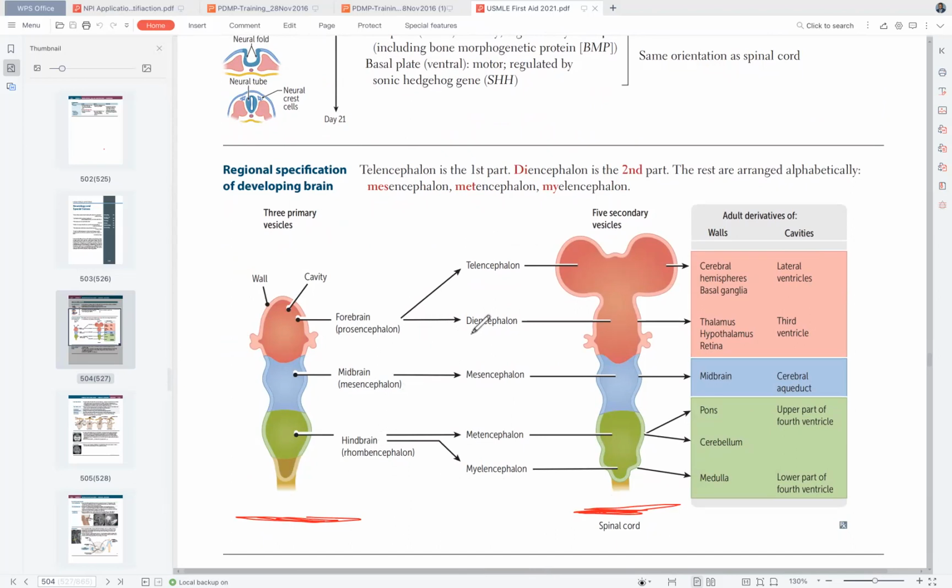And they want you to understand and remember the derivatives of each of the parts. So, for example, the forebrain is divided into the telencephalon and diencephalon. The midbrain remains the same, the mesencephalon, and the hindbrain is also divided into the metencephalon and then the myelencephalon. Very high yield, very high yield.